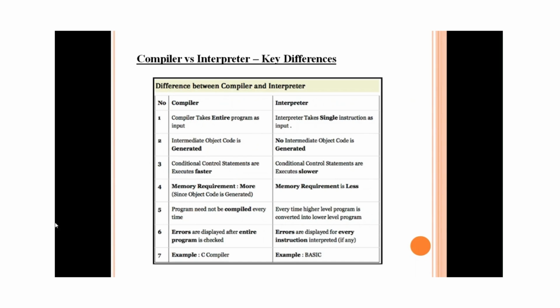Compiled programs execute faster, as we can already understand that the execution is very fast, whereas the interpreter has slower execution. The compiler needs more memory, whereas the interpreter needs less. Programs need to be compiled every time.